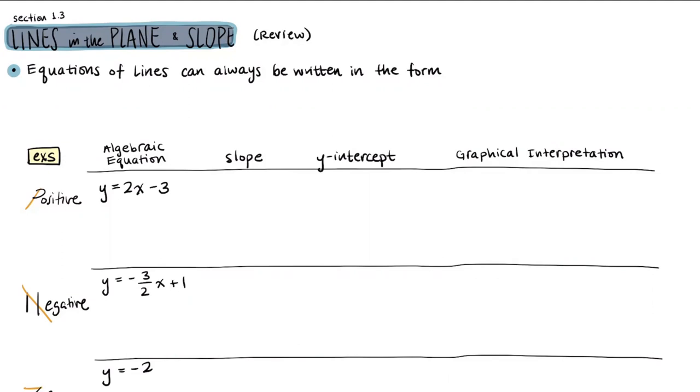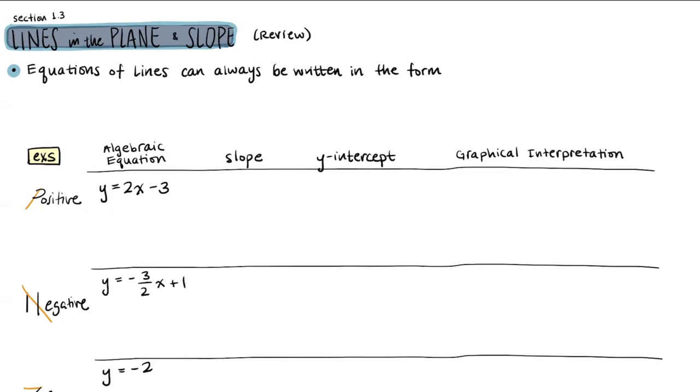Hello again. In this video, we're going to talk about section 1.3, which is about lines in the plane and slope. I expect you to be decently familiar with these concepts, but reviews are always good. We're going to review how to write equations of lines, what slope means, and go through some applications, and then we will also look at a review of parallel and perpendicular.